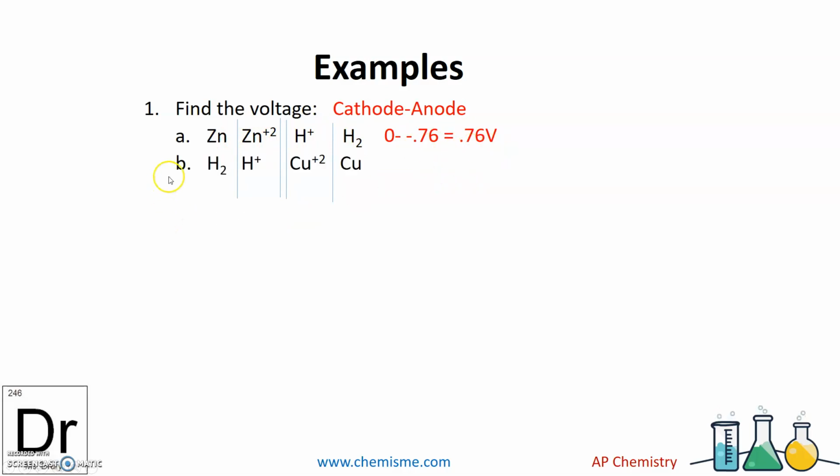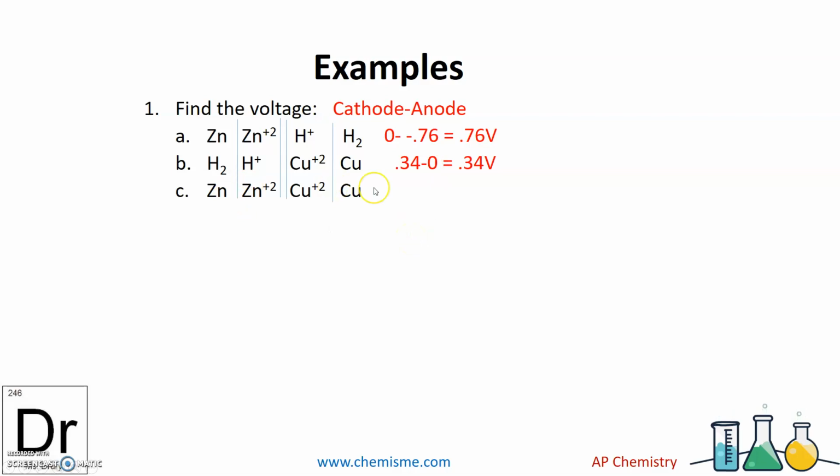If you want to try it again, here's an example with hydrogen and copper. Again, hydrogen is 0 if it's at the cathode, and copper is better at reducing this time. So what we're going to do is make copper reduce, and it's at 0.34, and then subtract the hydrogen's, which didn't matter because it's 0. So this would be a 0.3 voltage cell.